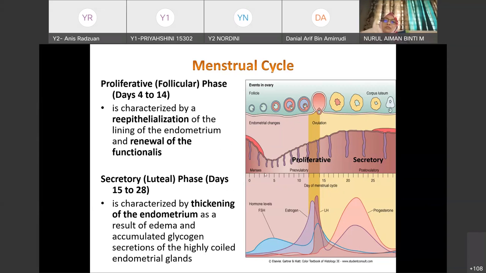Then we count 1, 2, 3, 4, 5, 7. Okay, 7 days of menses. After 7 days of menses, the uterus will start to repair back the functional layer of the endometrium. Okay? So it will start to repair back the endometrium because the next ovulation will occur on day 14. And the uterus needs to be prepared so that it forms a suitable area for implantation.